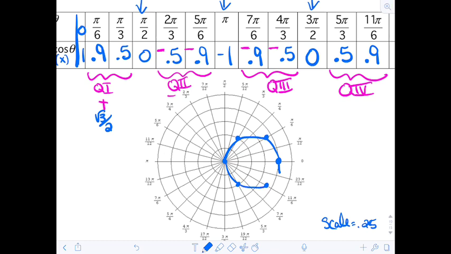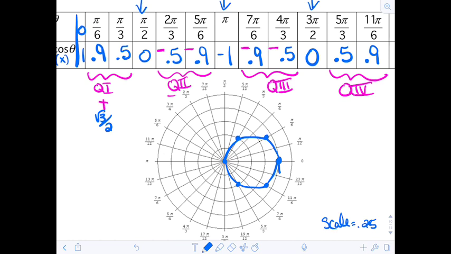And then at pi, I'm at negative 1, so I'm going to rotate all the way halfway around, go out to 1, but then I have to reflect back over. So it's going to be right back here where 0 is. And I've actually completed my circle.